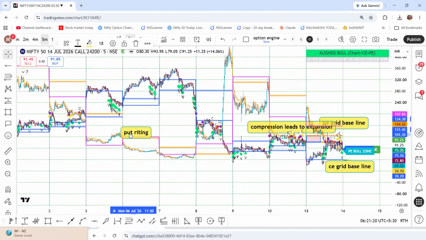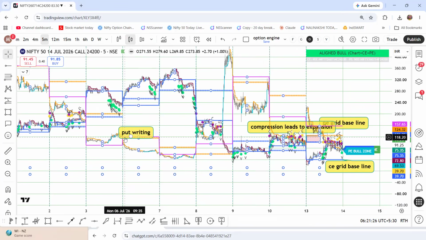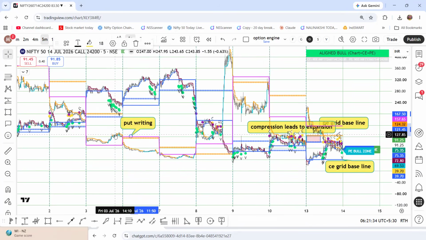Put writing, I wrote something, W is missing. Put writing, you could have used this strategy. You could have sold comfortably around 118 or around 133. It came down to 43. It is a safe way. Even a call writer can also use this strategy. You can see before this convergence.